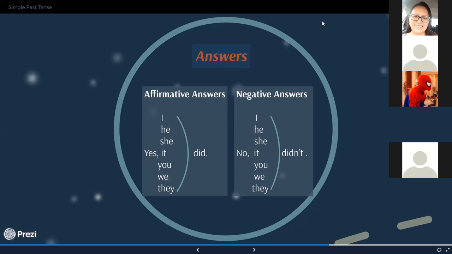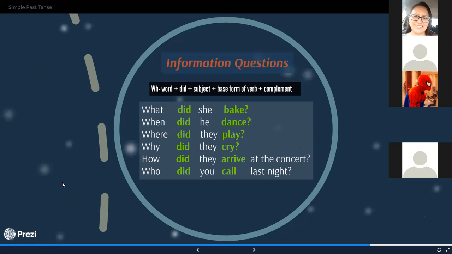Todo claro. Excellent. So this is what we are going to do when we check. Okay, so I'm going to explain to you information questions and then we are going to be working, okay?